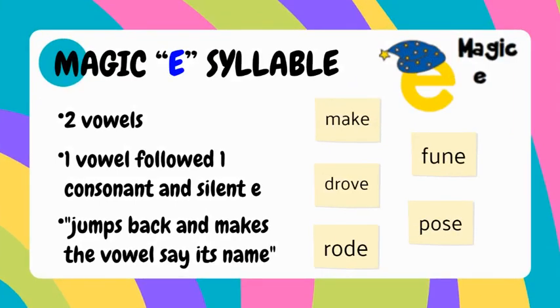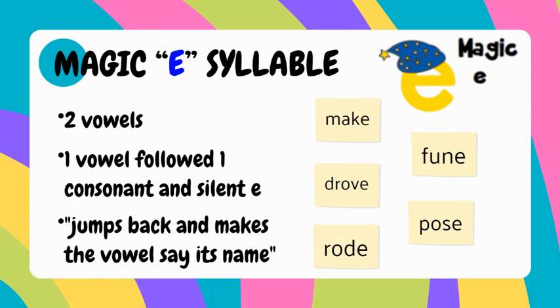Another syllable type is the magic E. The magic E is when you have two vowels. One vowel is followed by a consonant and then the silent E. So you have a vowel, a consonant, silent E. Vowel, consonant, silent E. And so when this occurs, it jumps back and makes the vowel say its name. So again, it's almost like it bounces back. So because the magic E, it's there, but it's not there. It's silent. So our scholars need to know the magic E says nothing.